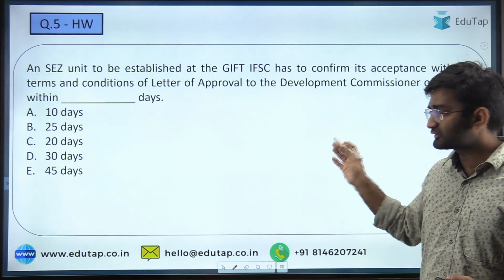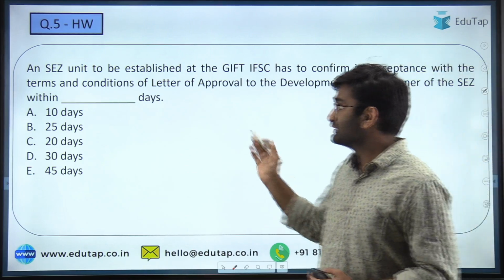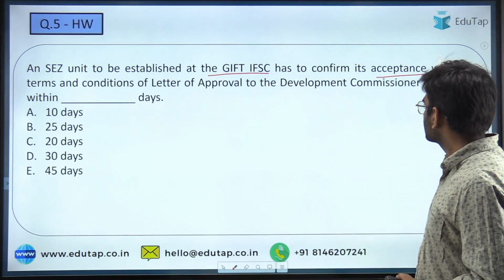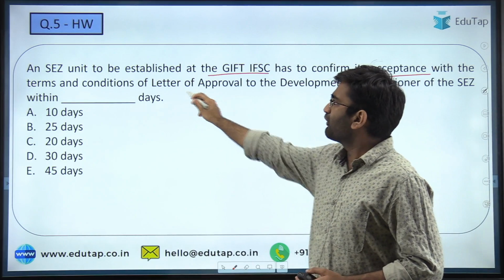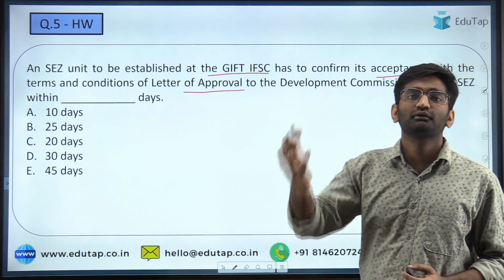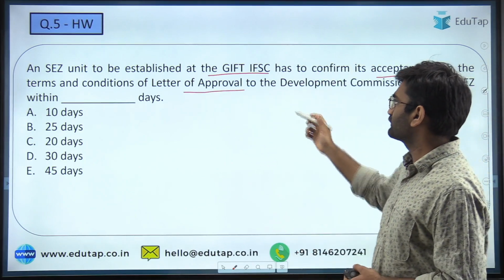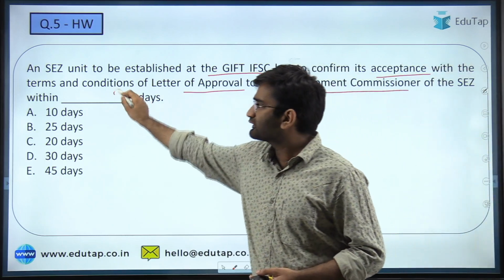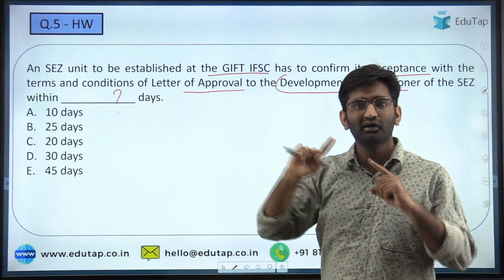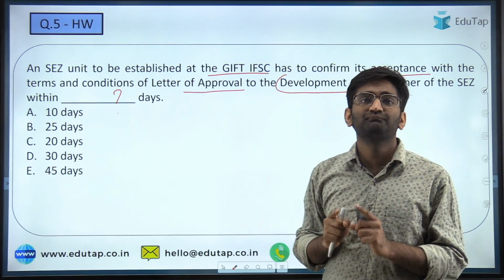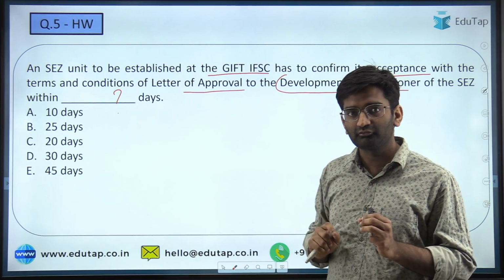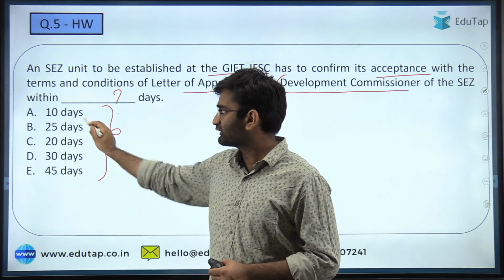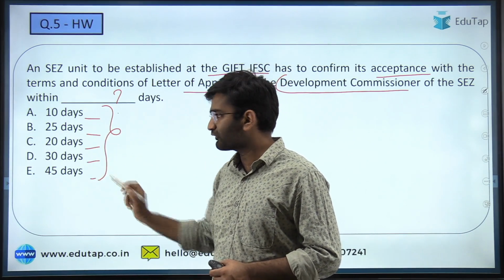Okay, so this is your homework question, really easy after all of the explanation. An SEZ unit to be established at the GIFT IFSC has to confirm its acceptance with the terms and conditions of the letter of approval which the development commissioner presents in front of that entity, to the development commissioner of the SEZ within how many days? What is the time now? Okay, if you have carefully gone through the session, then you can answer this really quick. Is it 10 days, 25, 20, 30 or 45 days?